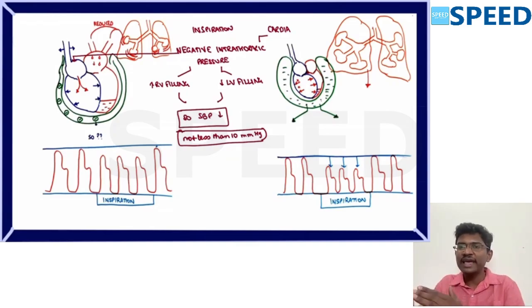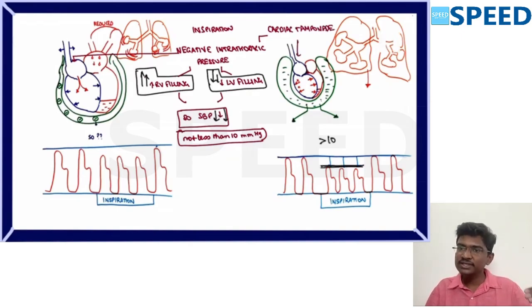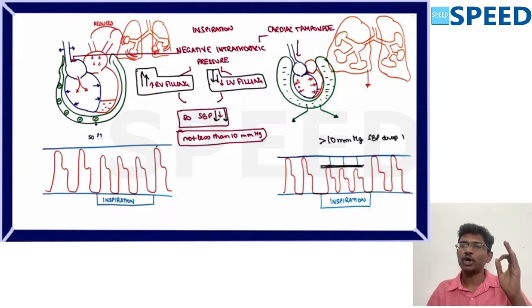The septum moves towards the left ventricle, and the left ventricular cavity is obliterated even more during inspiration. So the systolic BP will fall even more. This will cause a decrease in systolic BP of more than 10 mm mercury during inspiration. If this is seen, then it is called pulsus paradoxus. This is seen in cardiac tamponade. Okay, this you should be remembering.